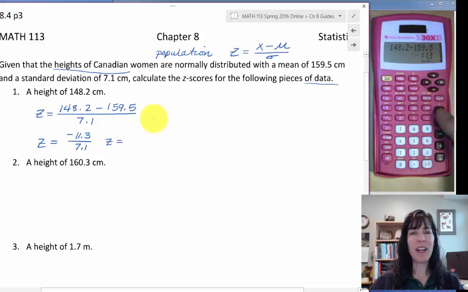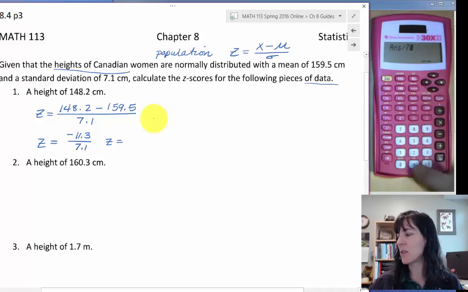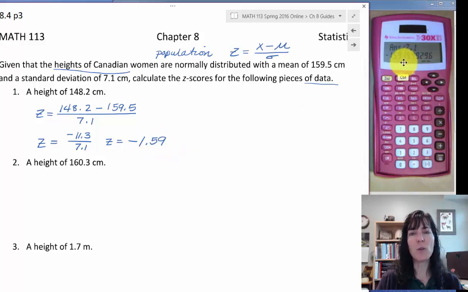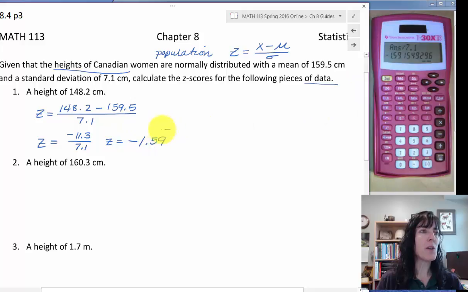And it's sitting on my calculator, negative 11.3, so I'll just divide by 7.1 equals, and remember z-scores, we'd like to round to 2 decimal places, so I have negative 1.59. Let me double check, the next digit's a 1, so I'll leave it as 1.59. So my z-score, that's all I'm asked to do for this person.